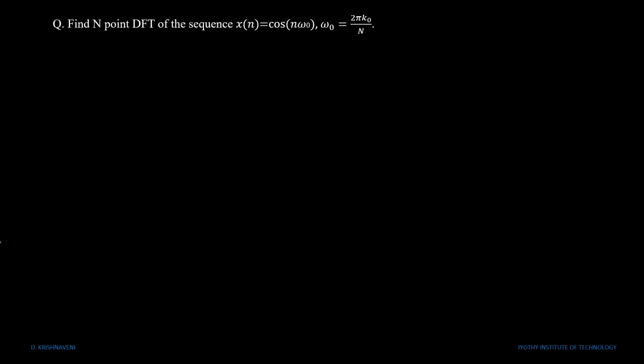Find the N-point DFT of the sequence x of n is equal to cos n omega naught, where omega naught is 2 pi k naught by N. So we will write x of n equal to cos, if I substitute omega naught here, I'll get 2 pi k naught n by N. Now cos theta can be written as half of e to the power of j theta plus e to the power of minus j theta, or in this case e to the power of j 2 pi k naught n by N plus e to the power of minus j 2 pi k naught n by N.